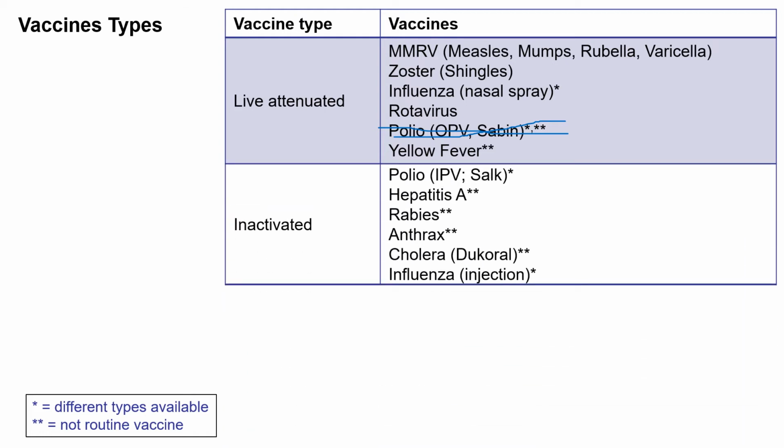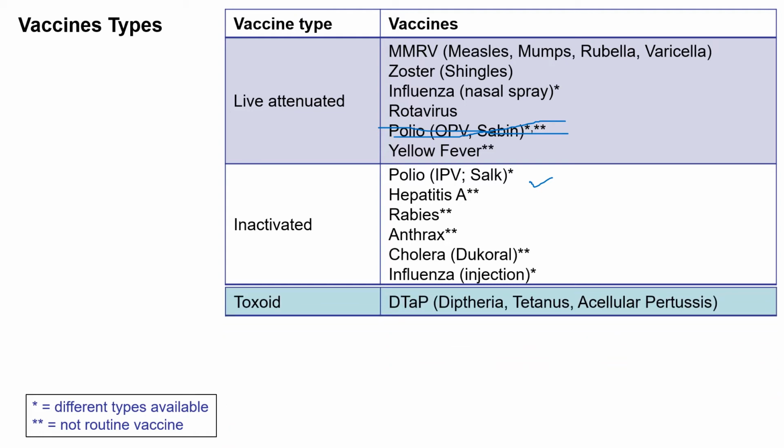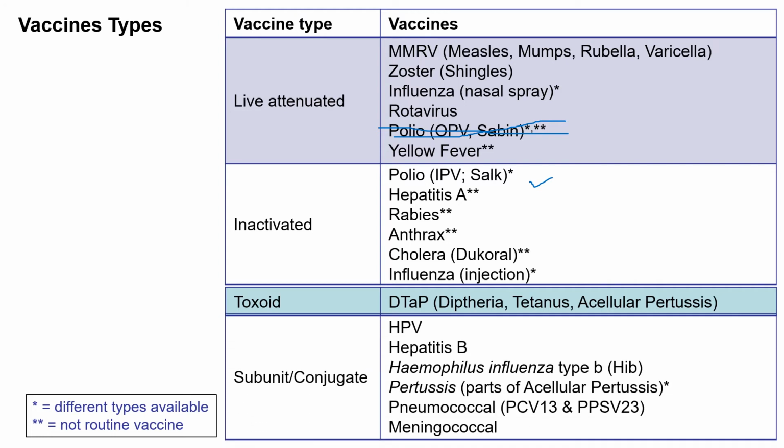The inactivated vaccines include hepatitis A, rabies, anthrax, cholera, influenza, and the polio shot we get in Alberta. The toxoid vaccines, I mentioned the diphtheria and tetanus. There's also a pertussis vaccine that is a toxoid vaccine. Conjugate vaccines, these include a lot of the newer ones, so you can see HPV, hepatitis B, Haemophilus influenzae, and so on.